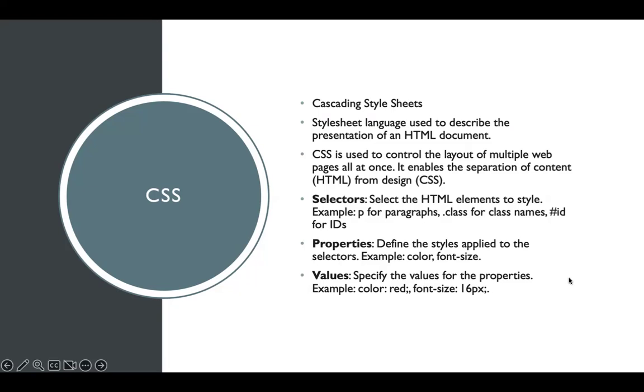Same thing with properties. Properties are going to define which style you want to apply to whatever selector you want to apply to. Examples are color, font size. So as I said, background color, that's a property. And then the last thing is a value. You're going to specify the colors, you're going to specify the font size. So the actual value that you provide to those properties, this is what values are. Again, the background color, red. Red is a value, background color is a property.